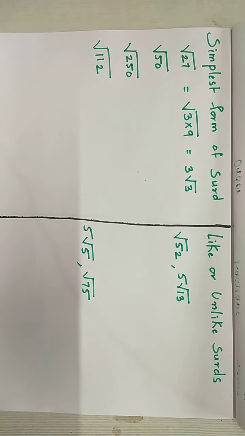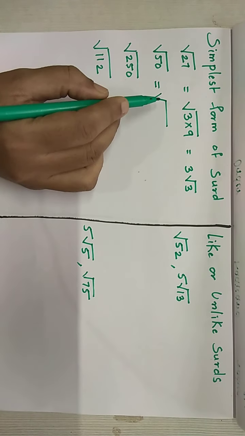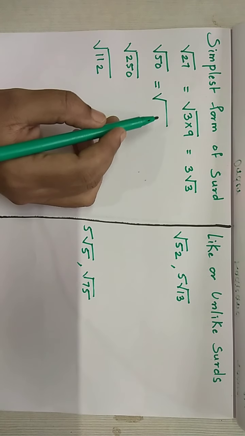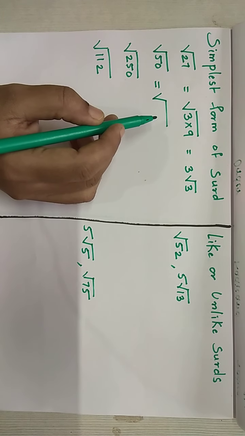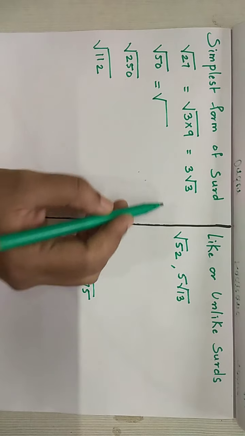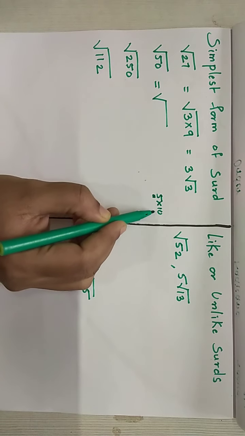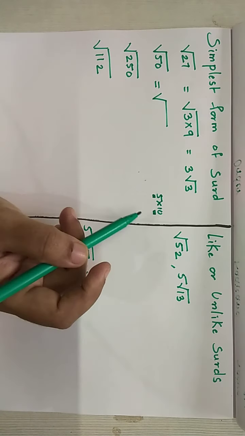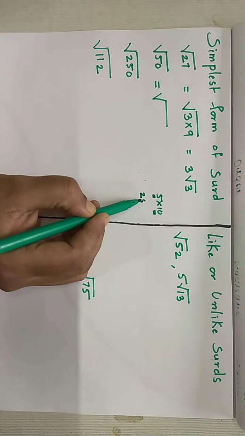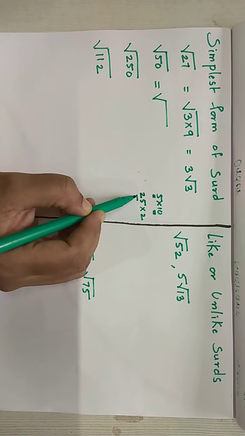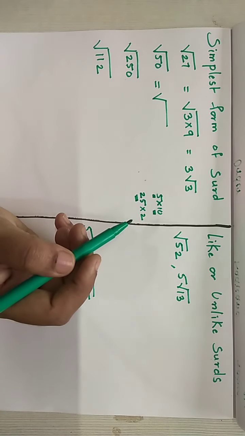Let's take another example, root 50. Now root 50 can be written as either 5 tens are 50 or 25 twos are 50. Now you have to choose which to write. When you write 5 tens are 50, you see that none of the numbers here is a perfect square. Neither 5 nor 10 is a perfect square. But if you write 50 as 25 twos are, you can see that 25 is a perfect square.